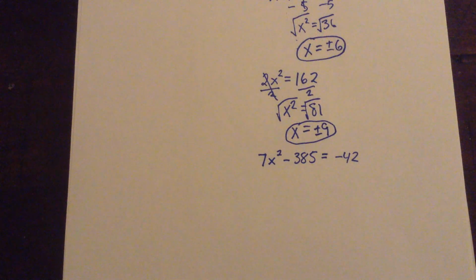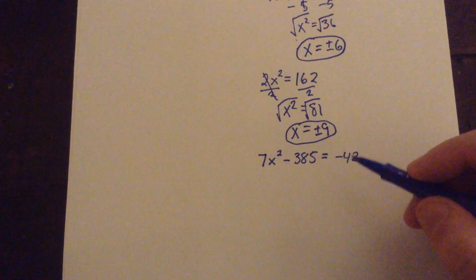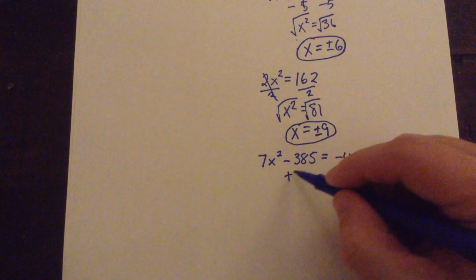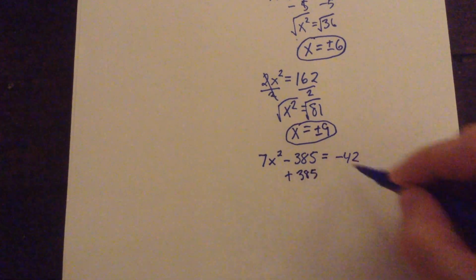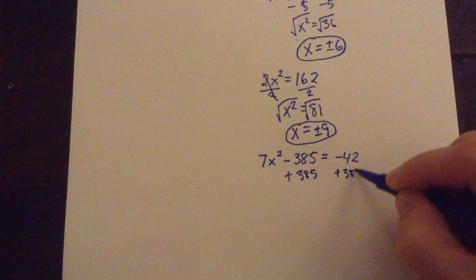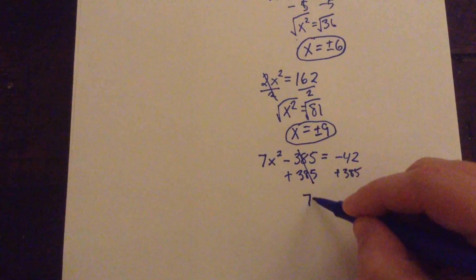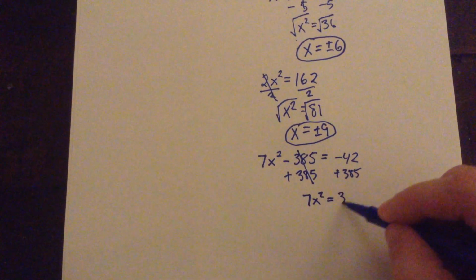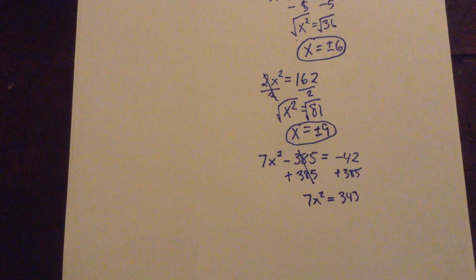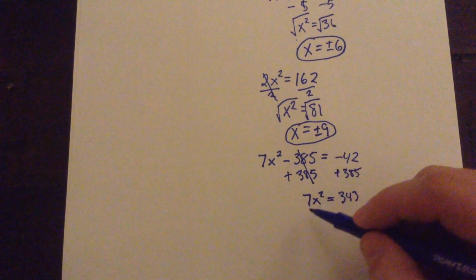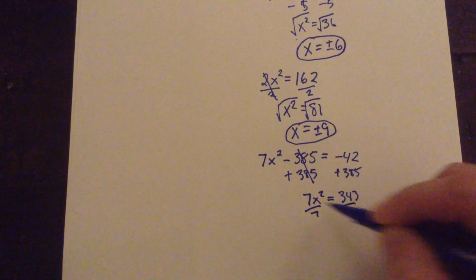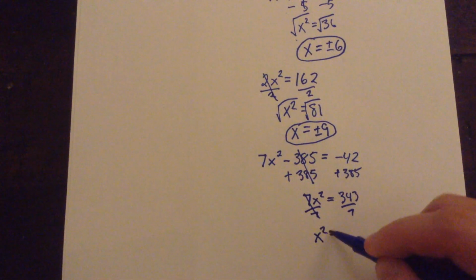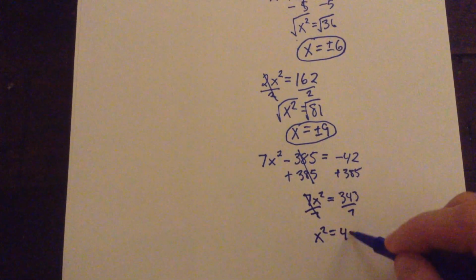The very last one's a two-step problem, so you'd solve it like a normal two-step problem. It starts out as minus 385, so I'm going to add 385. And that cancels, I get 7x squared equals 343. Now, multiplication, so I'm going to divide by 7. I get x squared equals 49.